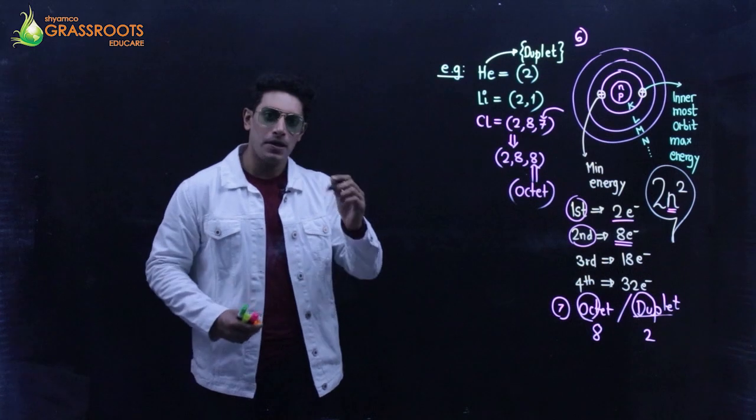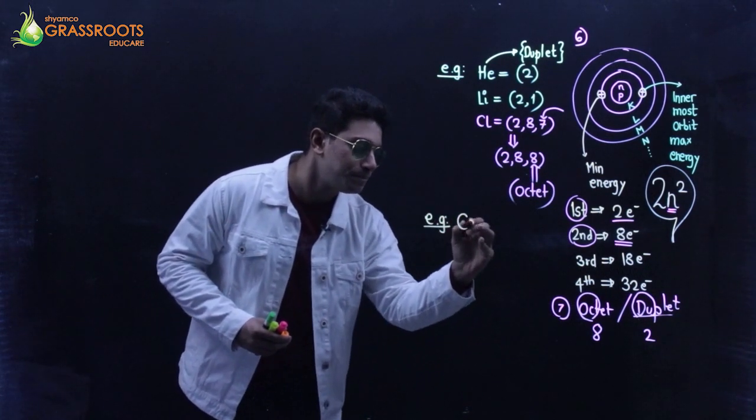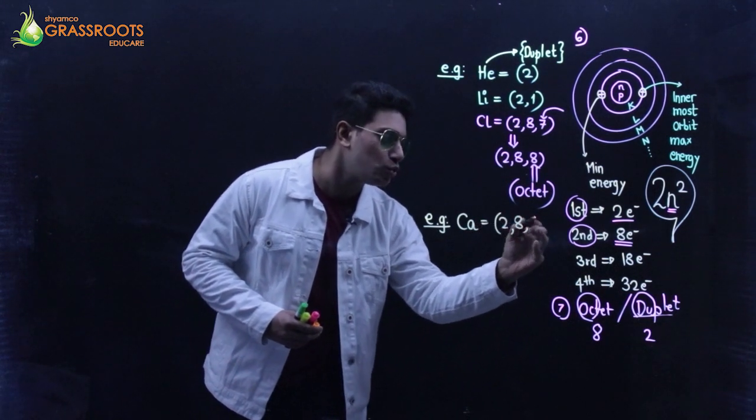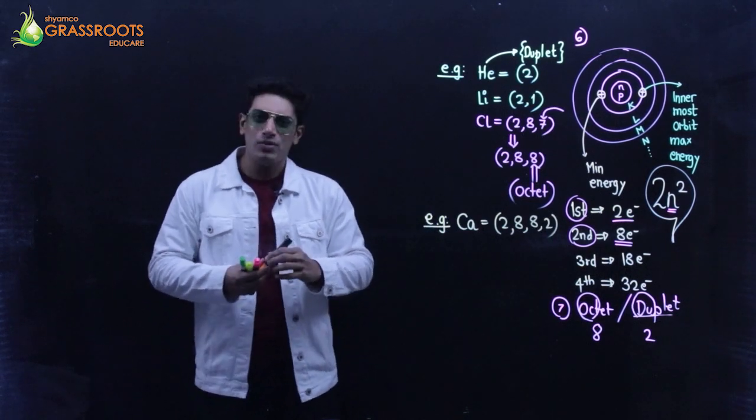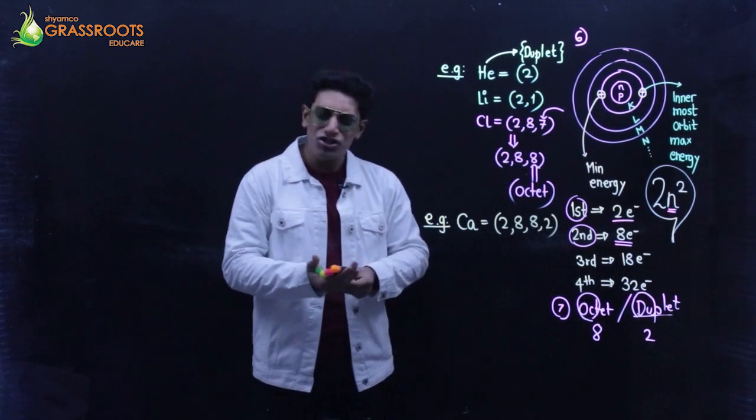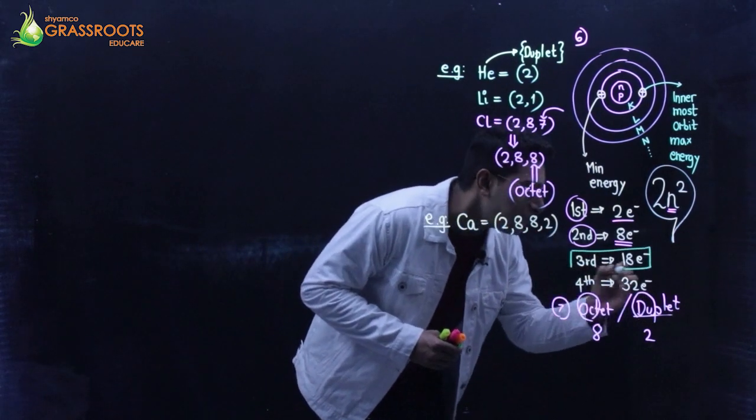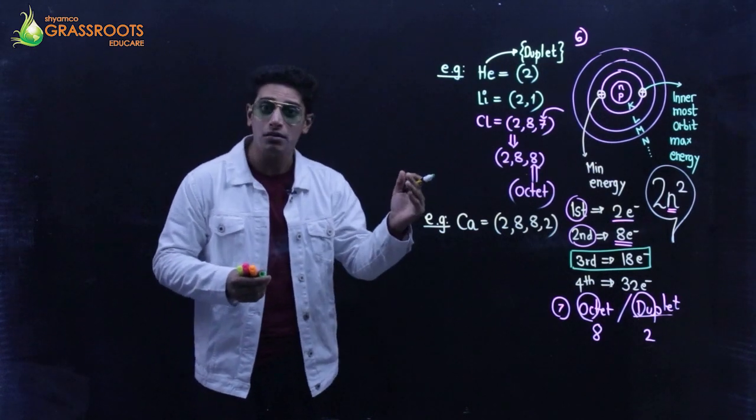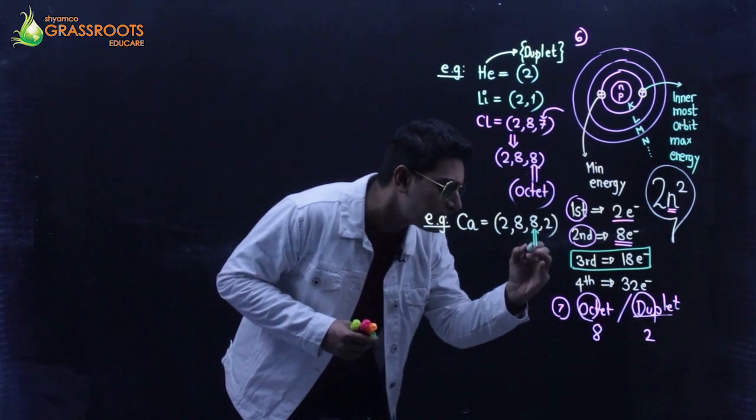One more thing. If I take an example of calcium, the electronic configuration of calcium is 2, 8, 8, 2, right? Now, listen. The third shell, doesn't it have a capacity of 18 electrons? 18? Now, listen to this explanation. This is my third shell.